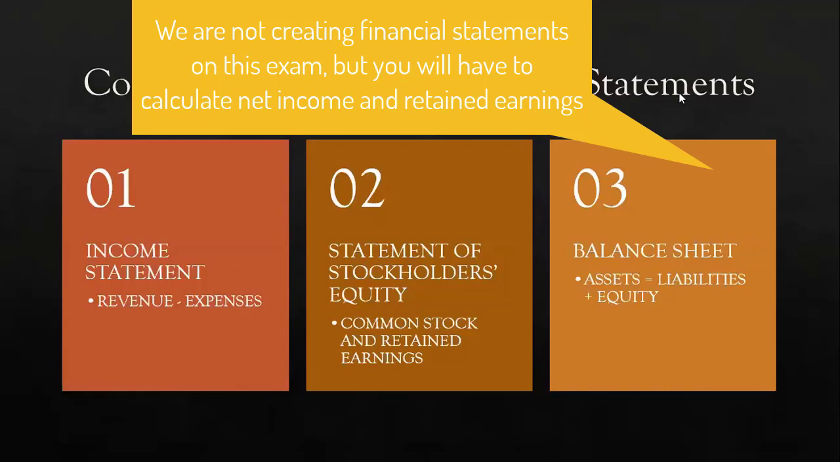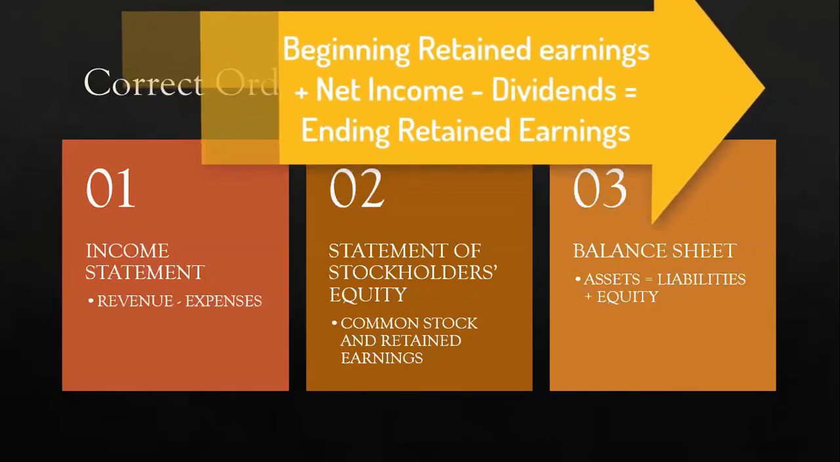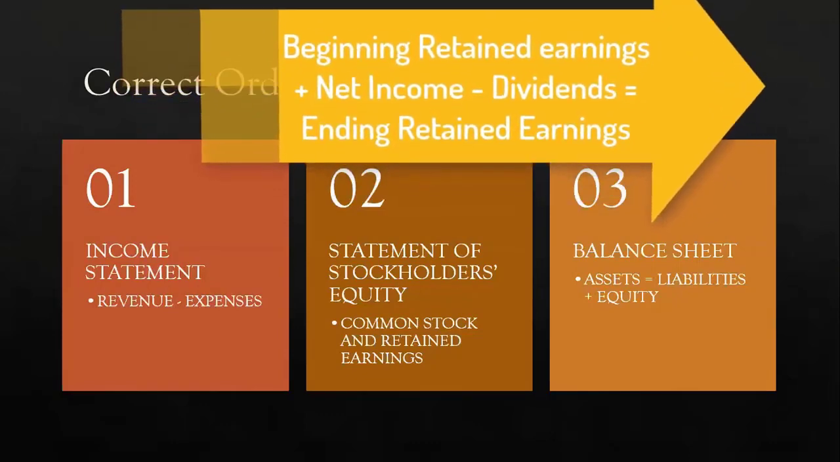You would have just your two main equity accounts, common stock and retained earnings. And something I didn't list on the slide here is that dividends also shows up on that statement, and if you issued any additional common stock.